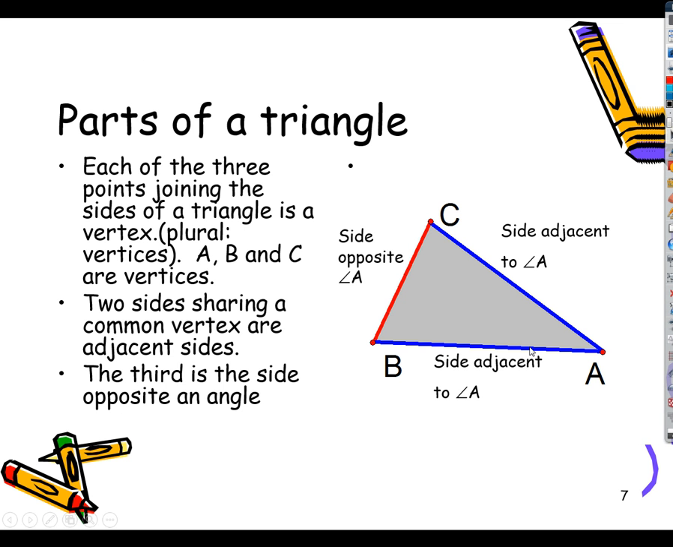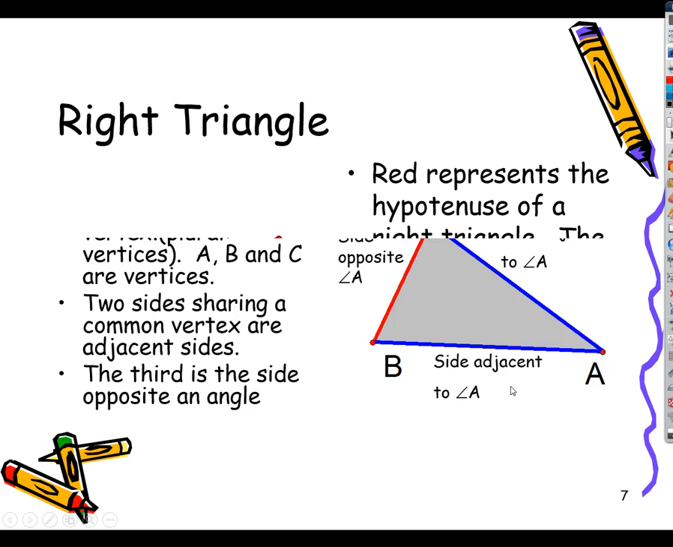Parts of a triangle, I mean, this is just total review. Remember that we all know what adjacent sides are, right? Adjacent means next to. So if we're referring to the angle at vertex A, then we know these are the adjacent sides, that's the opposite side, no big deal. You guys all know that.